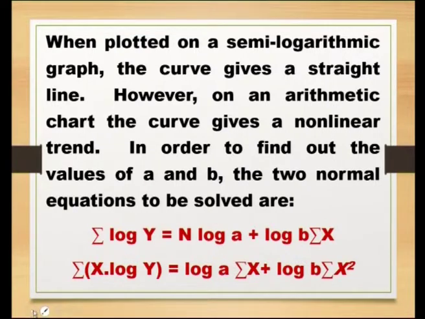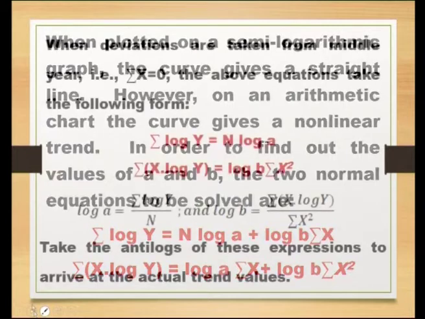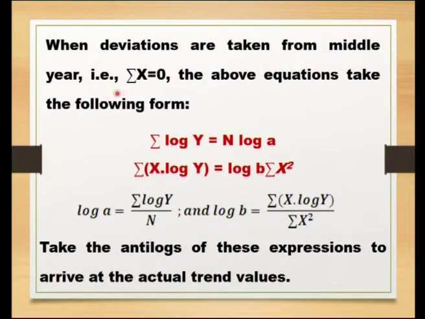You should not substitute in logarithm. Logarithm has been taken for calculating the a and b values. So, when deviations are taken from the middle year, summation x is obviously equal to 0, and the above two equations take the form summation log y is equal to n into log a. So, log a is summation log y by n, and log b is obtained from this equation as summation x into log y by summation x square. Then take the antilog of this expression to arrive at the actual trend values.